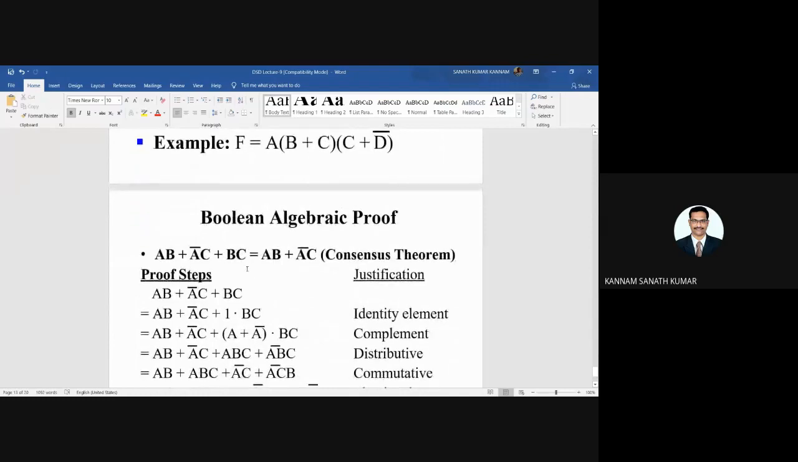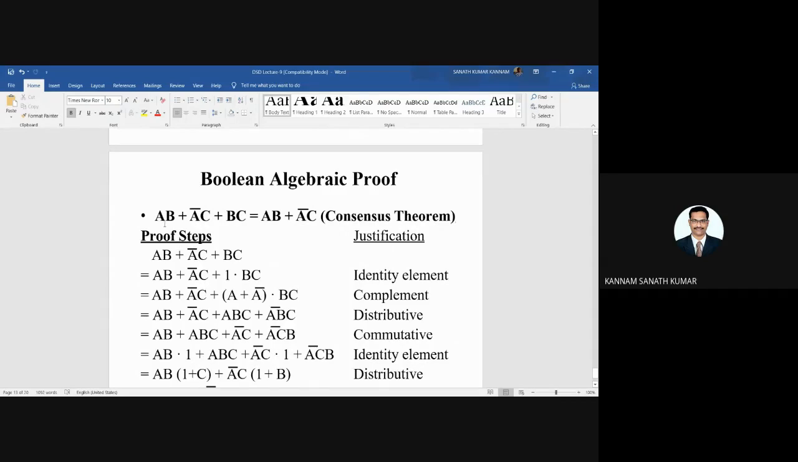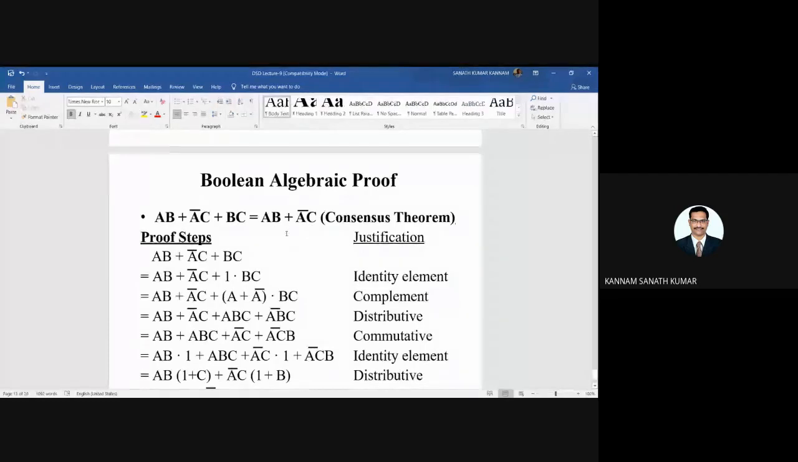This is one of the important theorems, the consensus theorem. It states that AB plus A bar C plus BC equals AB plus A bar C. If you observe, the true form is here, the complemented form is here, and the third term BC will be eliminated. So AB plus A bar C plus BC equals these two terms, AB plus A bar C.